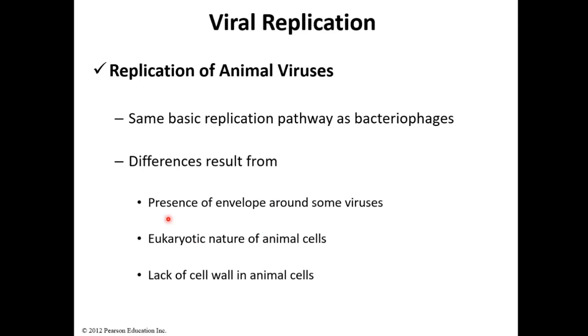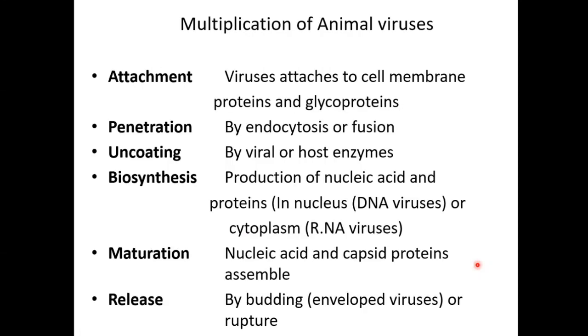So another difference is the nature of animal cells, which are eukaryotic, a bit different from the bacterial cell. There is also a lack of cell wall in animal cells. So all this makes the replication a bit different from the bacteria we have seen.